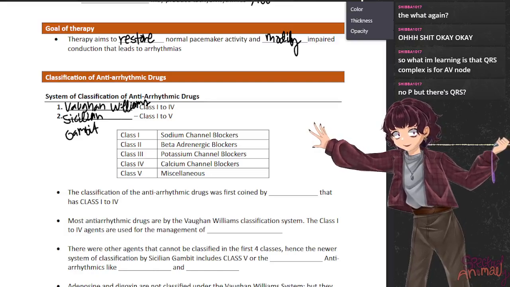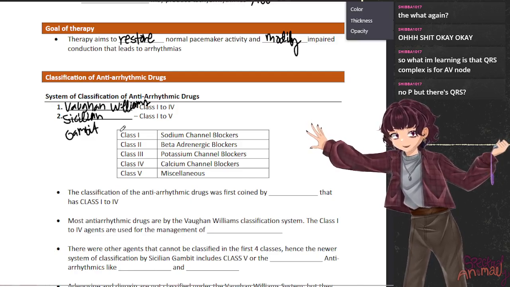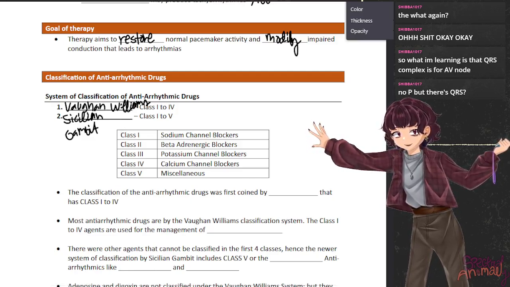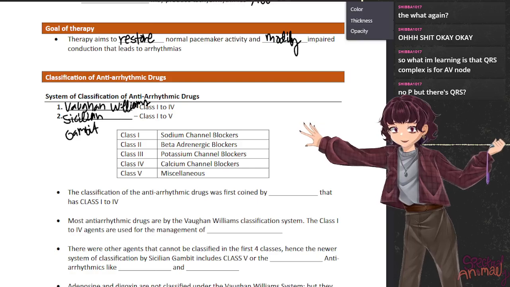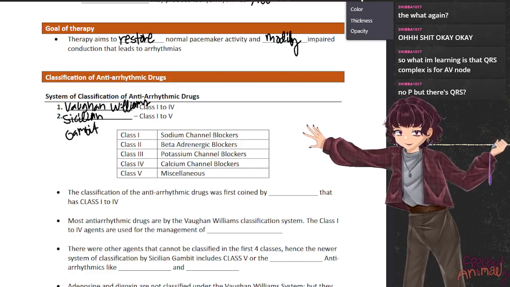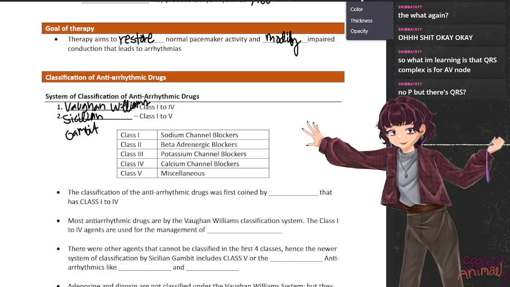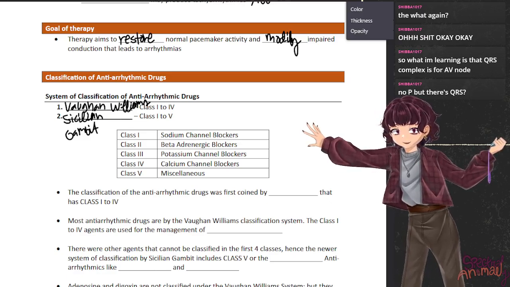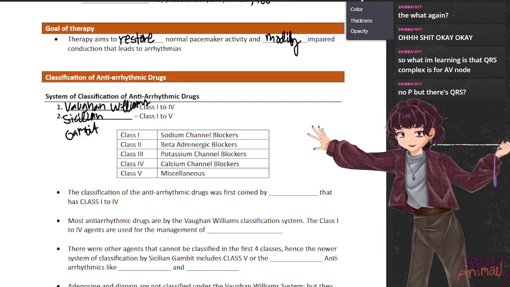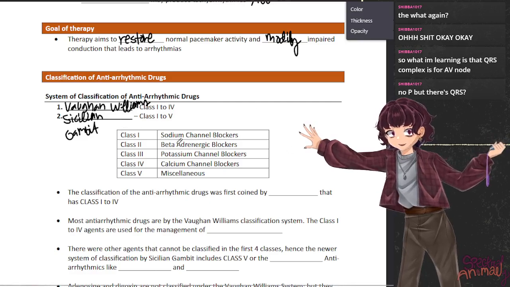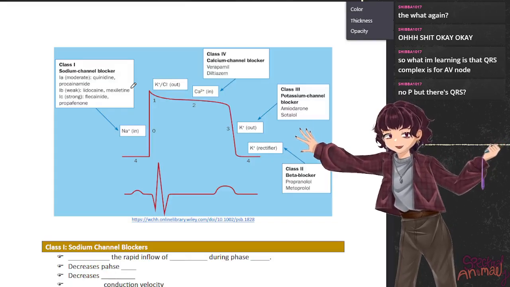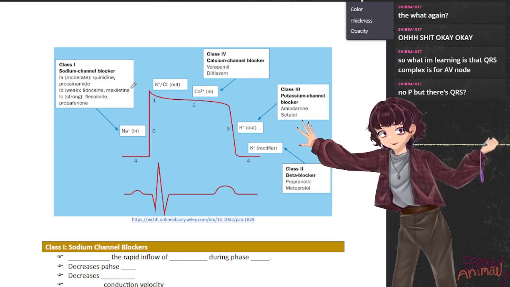Class 5. So the Sicilian Gambit is from 1 to 5, but the Vaughan Williams is class 1 to 4. The Sicilian Gambit is technically a newer system, but class 1 for Vaughan Williams is a sodium channel blocker. Class 2, beta adrenergic. Class 3 is a potassium channel blocker. Class 4 is a calcium channel blocker, as we see here. Wait, mexiletine. Yeah, mexiletine.